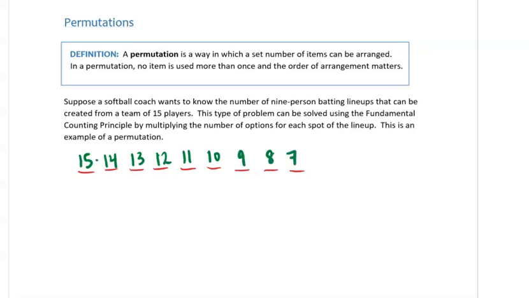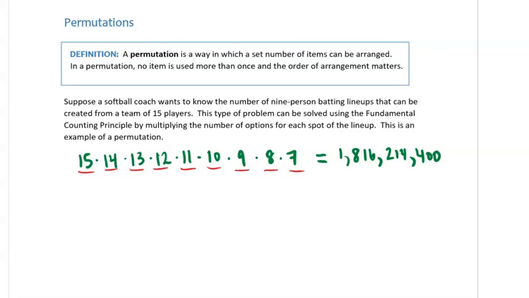And by the fundamental counting principle, we are able to multiply these different possibilities to find the total number of possible 9-person batting lineups. Multiplying the integers from 15 down to 7 gives an answer of 1,816,214,400. So that is how many different 9-person batting lineups that can be created from a team of 15 players.